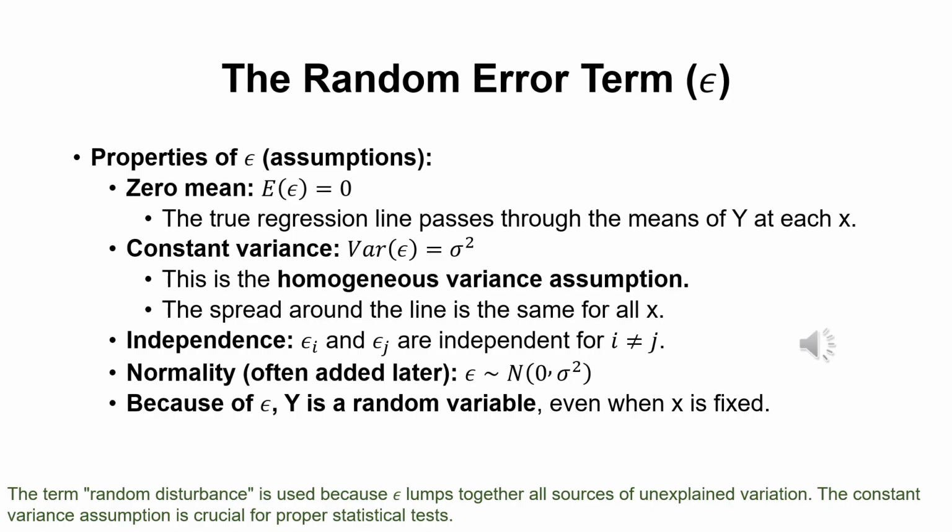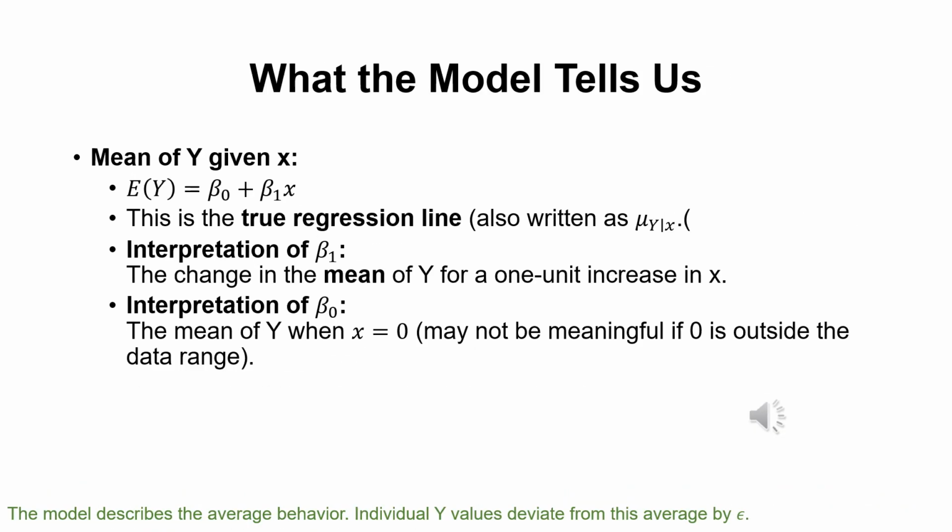Because of epsilon, y is a random variable even when x is fixed. The mean of y given x is beta_0 plus beta_1 x. This is the true regression line. Beta_1 is the change in the mean of y for a 1 unit increase in x. Beta_0 is the mean of y when x equals 0, but that may not be meaningful if 0 is outside the data range.